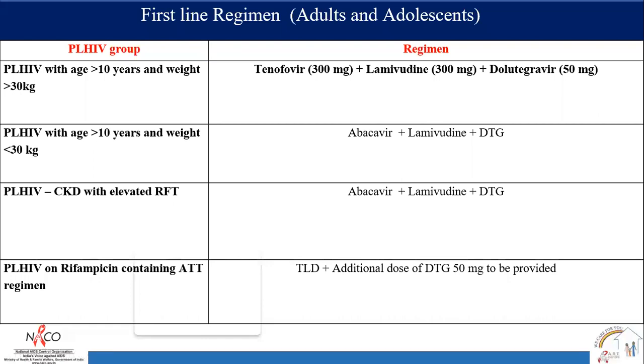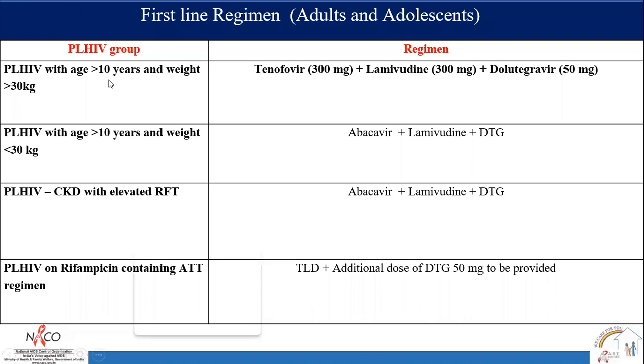So nucleoside reverse transcriptase inhibitors include zidovudine, lamivudine, abacavir, etc. Nucleotide reverse transcriptase inhibitor is tenofovir. Non-nucleoside reverse transcriptase inhibitors are nevirapine and efavirenz. Protease inhibitors are ritonavir, atazanavir, etc. And integrase inhibitor is dolutegravir.